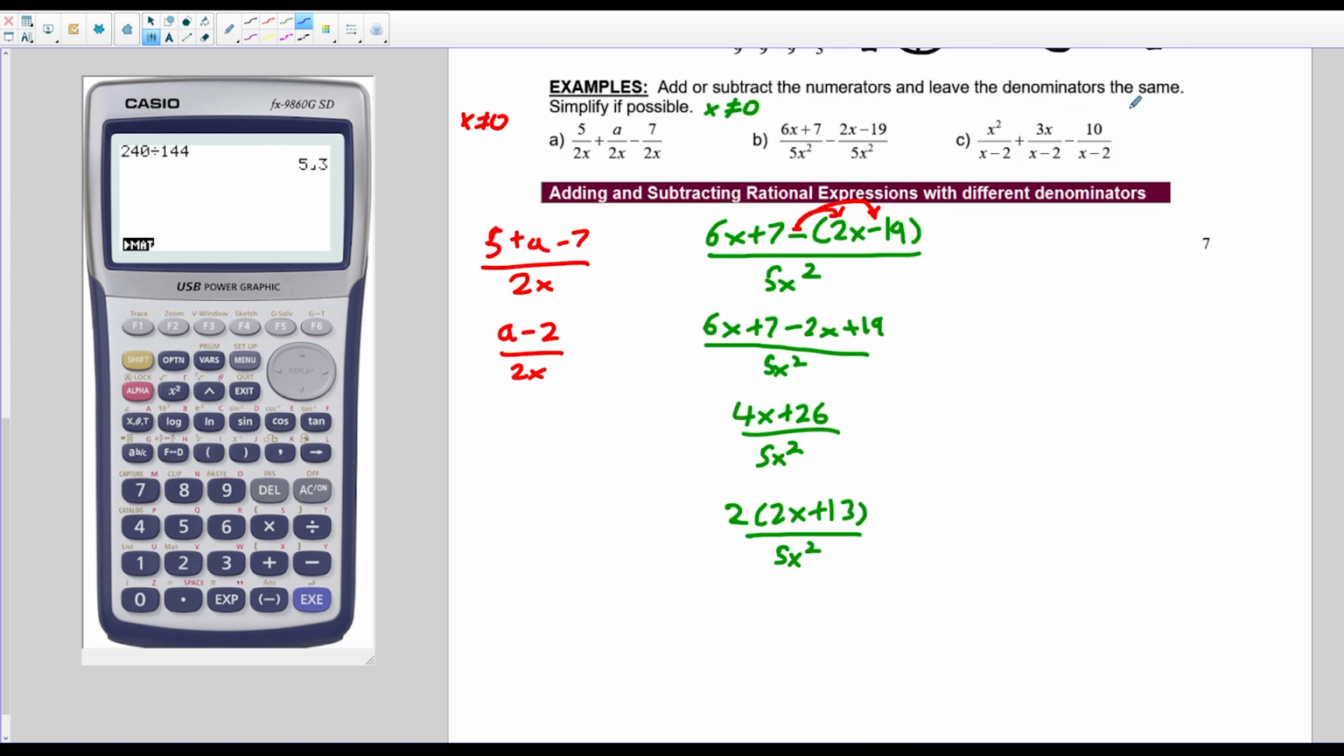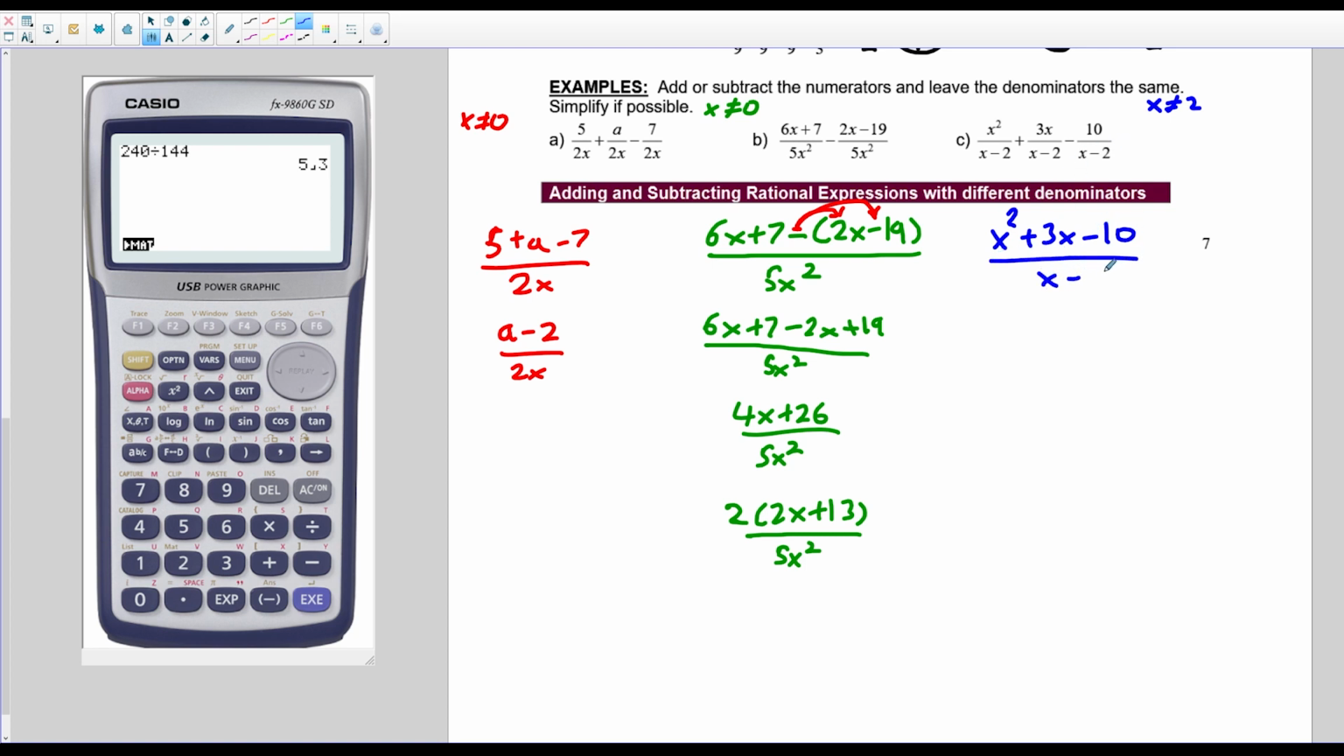For this third example, again, our denominators are the same, but we just have a single NPV, x cannot equal positive 2. So we start off by adding our first two numerators together, x squared plus 3x. And then I'm going to subtract 10.